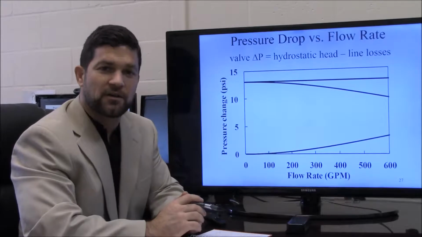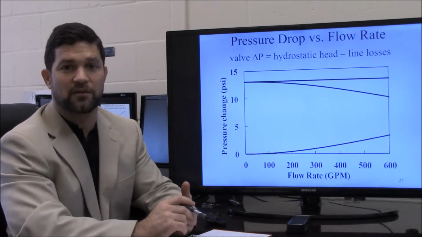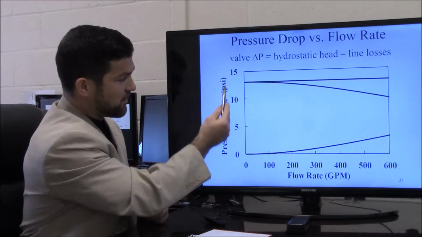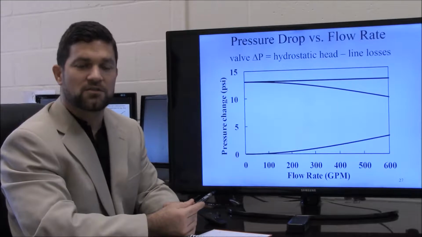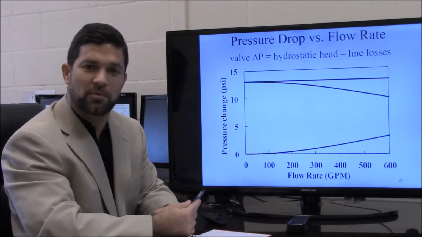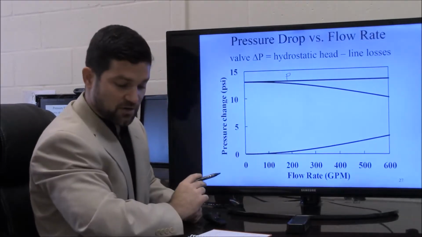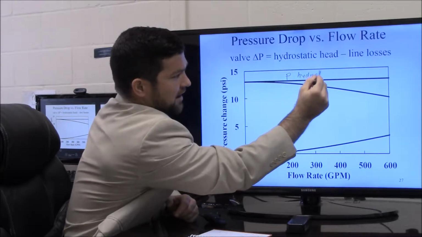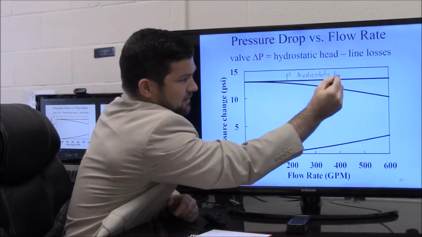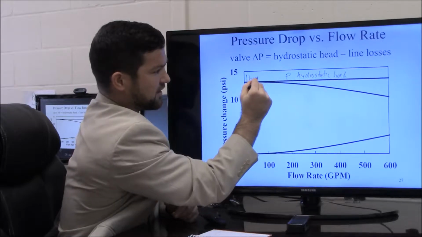So the first thing we want to do is to set up a plot of the pressure drop versus flow rate for a variety of components in the system. So here on the y-axis we have pressure change, on the x-axis we have flow rate. So in this figure we're going to plot a couple different things. First we're going to plot the pressure of the hydrostatic head, and so this right here, it's based on the height of the fluid.